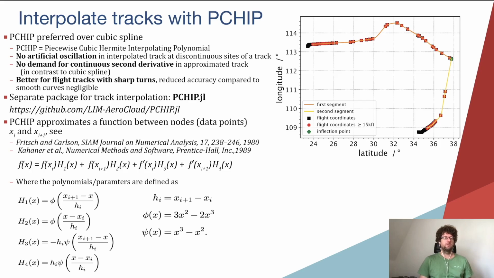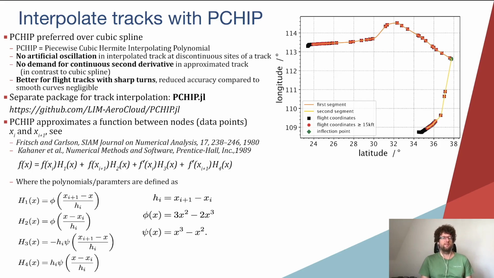We chose the PCHIP method for our track interpolation, the piecewise cubic Hermite interpolating polynomial. And this method has the advantage over all of the other interpolating methods that it can predict curves with sharp bends in it really well. So the advantage here is that the method does not demand a continuous second derivative and therefore shows no artificial oscillations at discontinuous sides of a track.